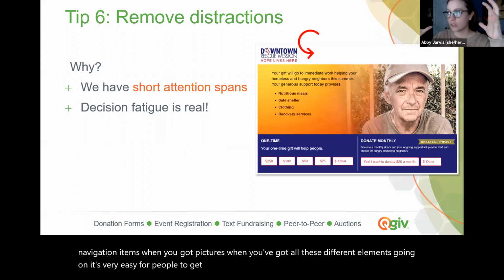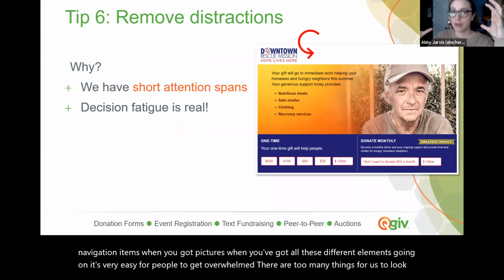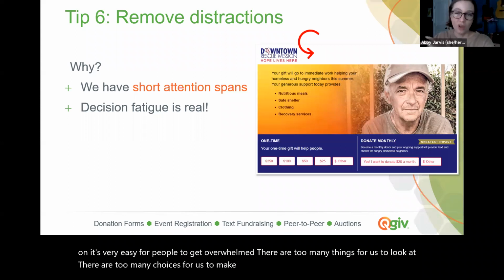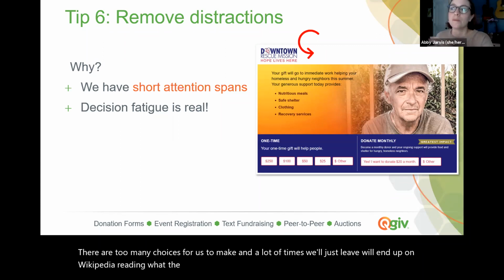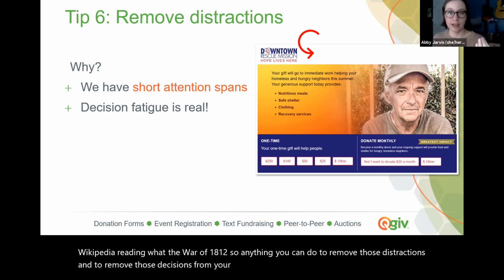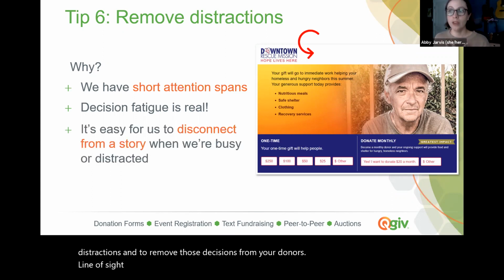There are too many things for us to look at. There are too many choices for us to make. And a lot of times we'll just leave, or we'll end up on Wikipedia reading about the War of 1812. So anything you can do to remove those distractions and to remove those decisions from your donor's line of sight is going to help you.